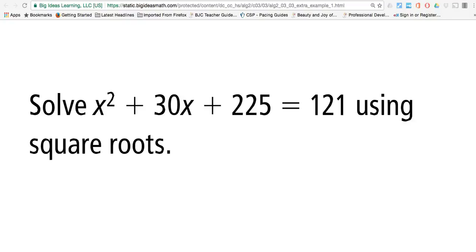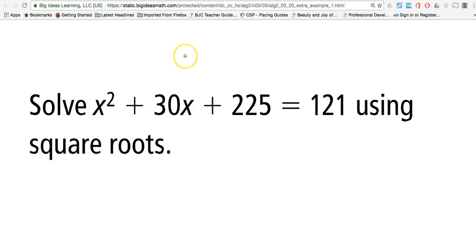All right, so what we're going to look at right now, just like we did with some of our examples today, is how to solve equations using square roots. Now, remember, when you're solving by using square roots, that means you're going to be taking the square root of both sides of your equation.